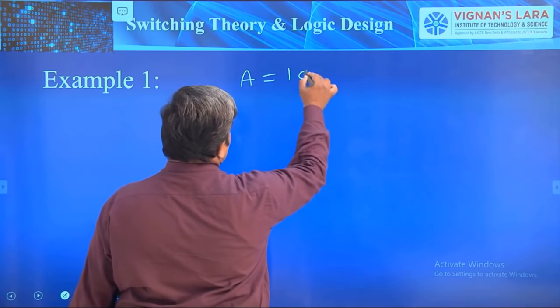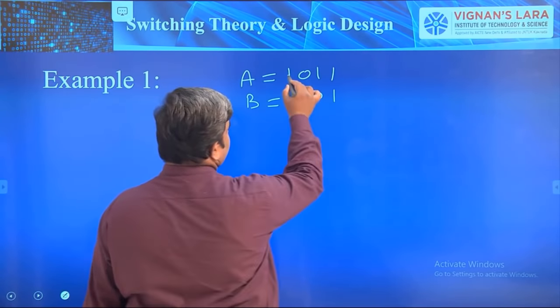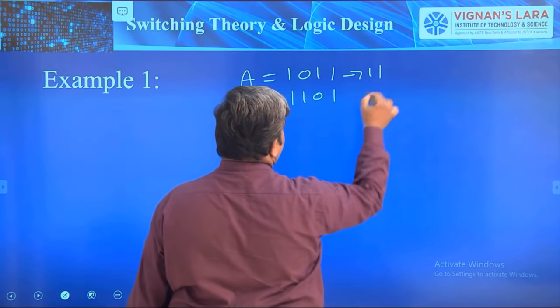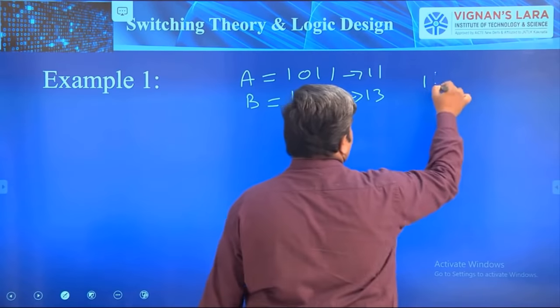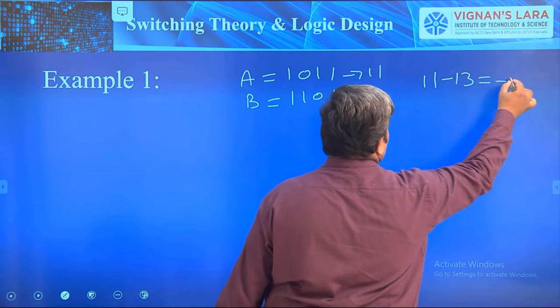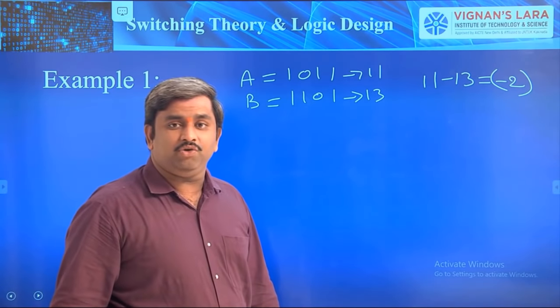Here I am taking A as 1, 0, 1, 1 and B as 1, 1, 0, 1. So this value is 8 plus 2 plus 1, that is equal to 11, and 1, 1, 0, 1 is equal to 13. So 11 minus 13 is equal to minus 2. Okay. So what is the equivalent value for minus 2?